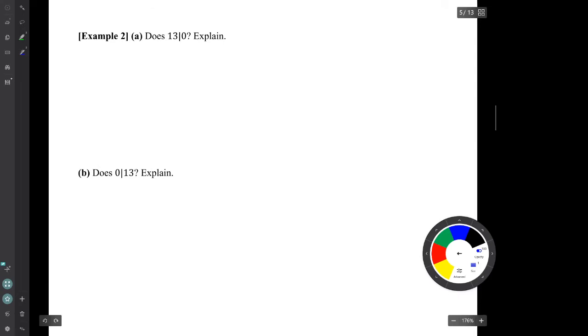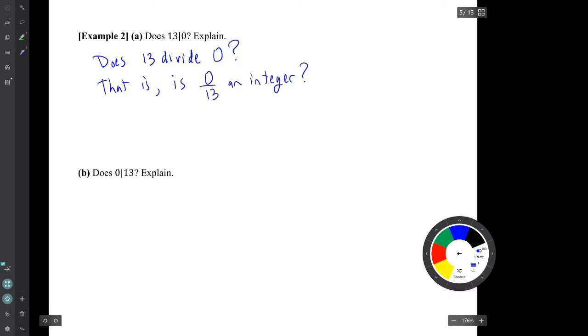Example 2. So this question A is, does 13 divide 0? Well, another way of asking this question is, is 0 over 13 an integer? Well, we can see that the answer is yes. Now I'm going to color code my explanation.